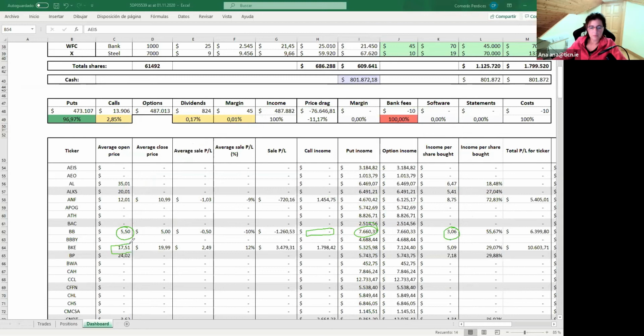BKE, we bought them at 17.50. We collected call income already, and before we got them put to us, we had collected some put income. In total, how much of this 17.51 have we collected? 5.09, which is 29%, and so on and so forth.